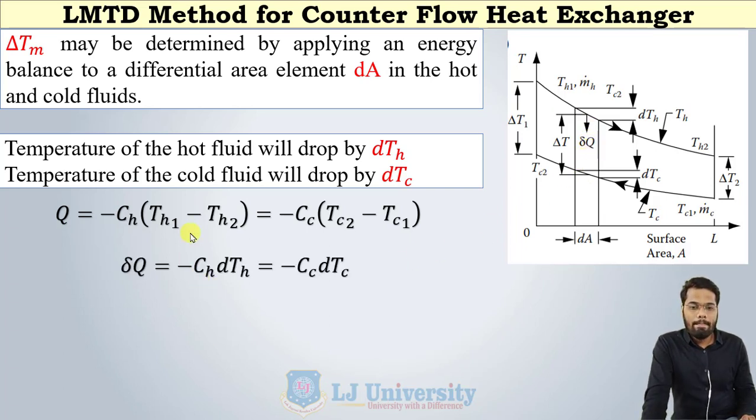Now for this elementary area, we can write, instead of Q, del Q for a small elementary area. The temperature of the hot fluid is going to drop by dTH. Here this is dTH for this small elementary area. So minus CH dTH, and the temperature of the cold fluid is going to drop by dTc for this small elementary area. Here you can see the dTc, the temperature drop for the cold fluid. So it's minus Cc dTc.